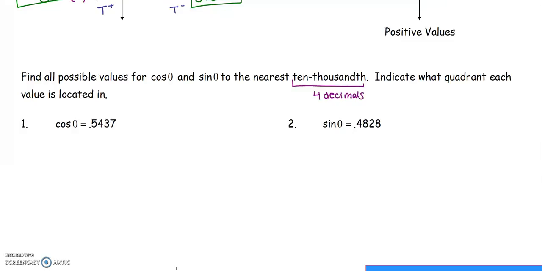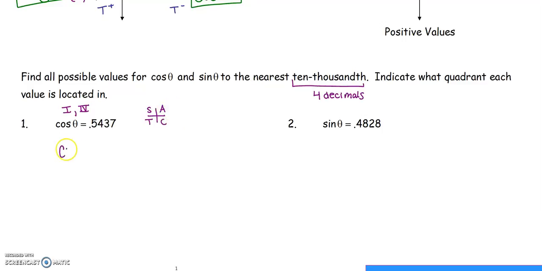So I'm going to give you that the cosine of theta is equal to 0.5437. And I'm going to do my little all students take calculus. If I'm talking about a positive value here, I know that this is going to be in either quadrant 1 or quadrant 4, because all and calculus, that's where the cosine is going to be positive.